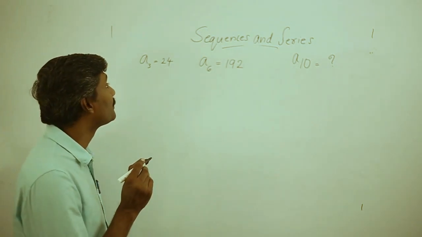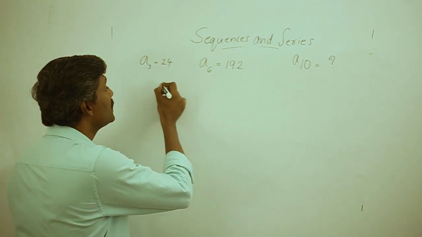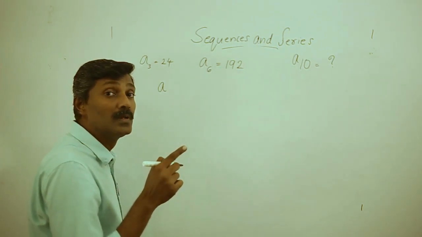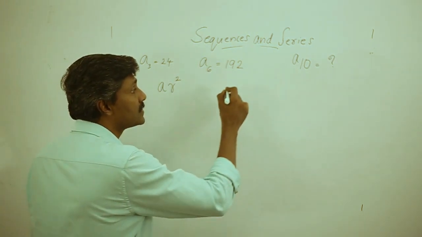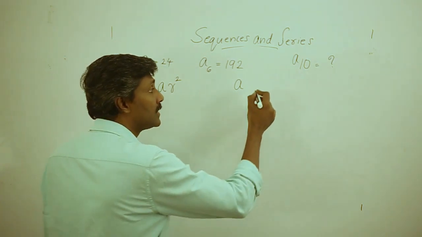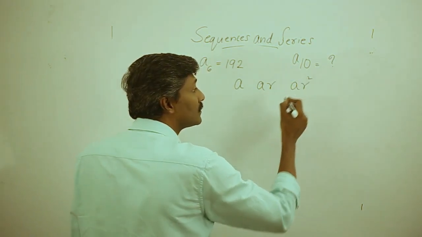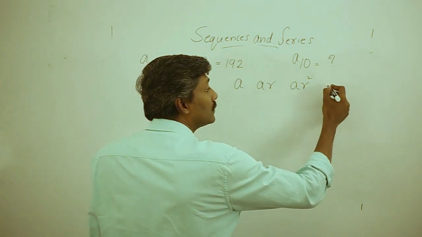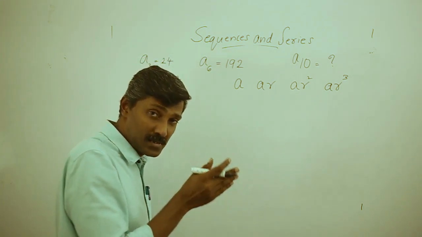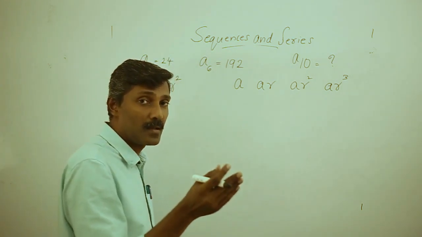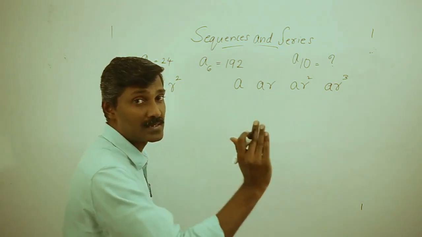What is the third term of a GP? It is a into r raised to 3 minus 1, right? So it is ar square. The first term is a, the second term is a into r, the third term is ar square, the fourth term is ar cube, the fifth term is ar raised to 4, the sixth term is ar raised to 5, etc. The nth term is ar raised to n minus 1.